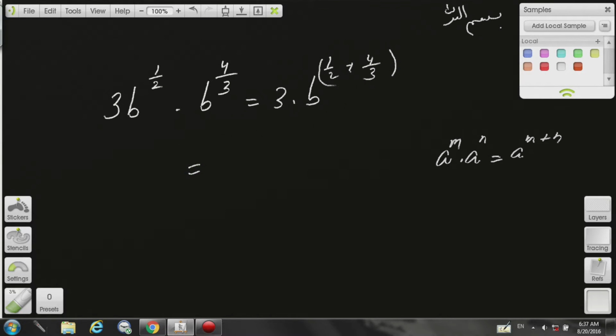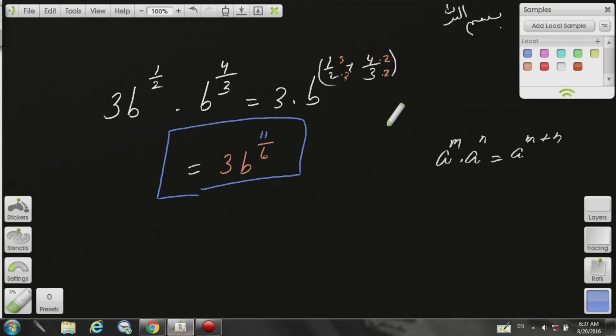Not to panic. We can handle fractions. So 1/2 to form a common denominator is 6, right? And this is 3 plus 8, 11. So 11 over 6. That's pretty good. Not bad.